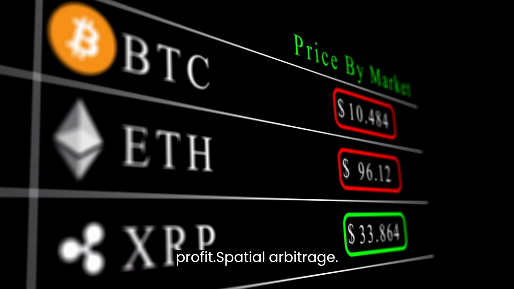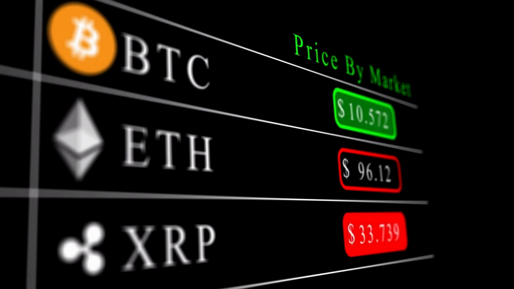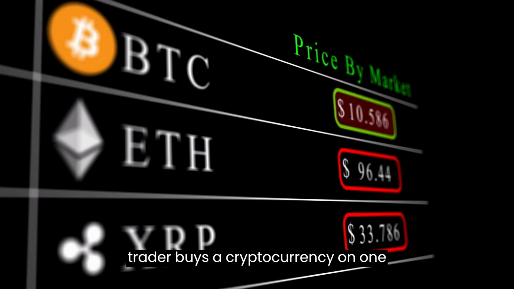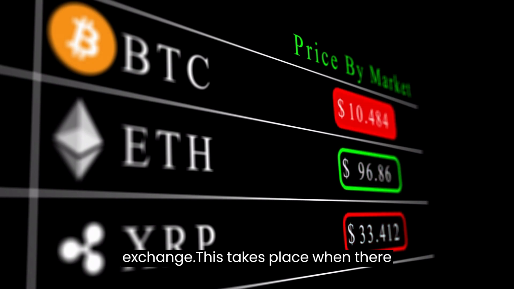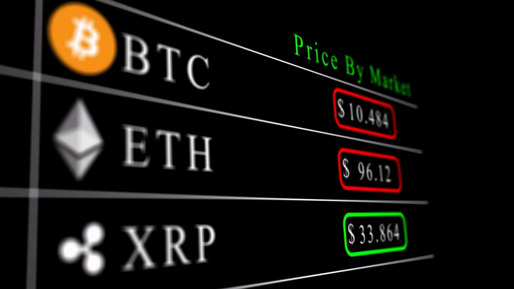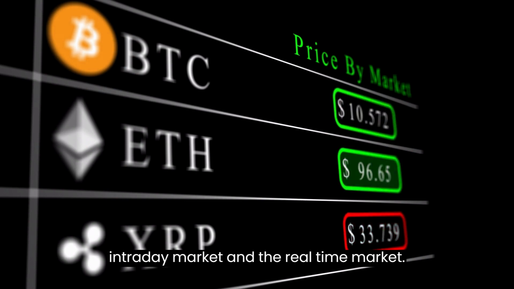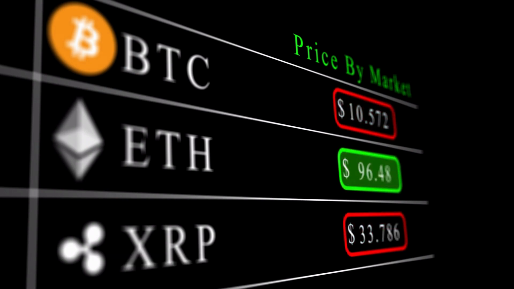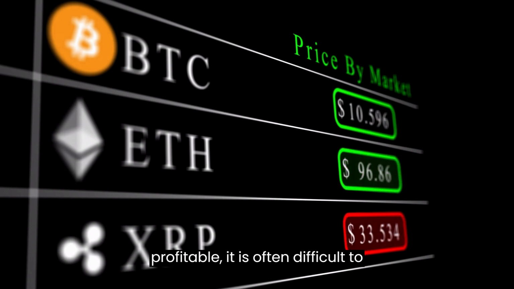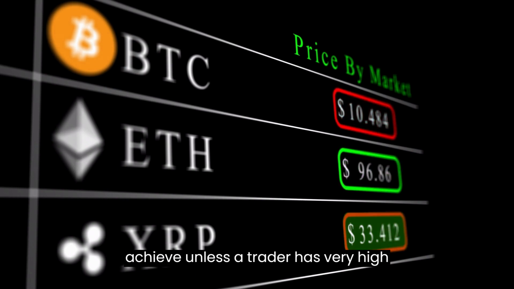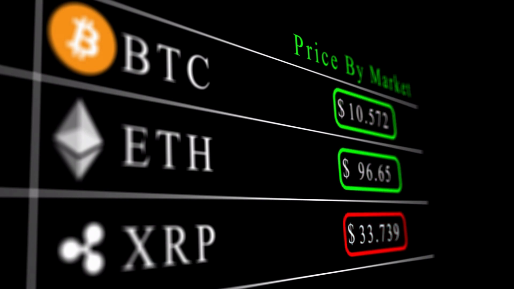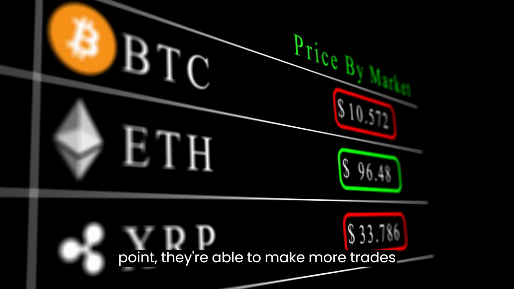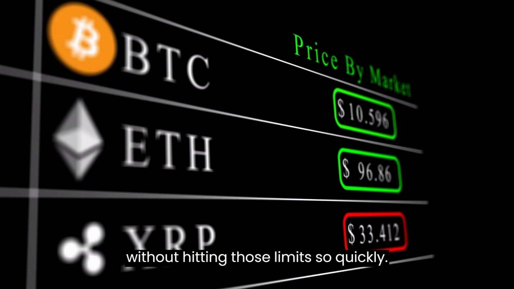a profit. Spatial arbitrage. This type of arbitrage occurs when a trader buys a cryptocurrency on one exchange and sells it on the same exchange. This takes place when there is a price difference between the intraday market and the real-time market. While spatial arbitrage can be profitable, it is often difficult to achieve unless a trader has very high limits on both exchanges. At that point, they're able to make more trades without hitting those limits so quickly.